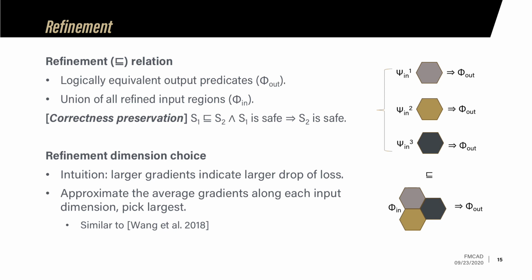To do that, recall that our correctness loss function is intentionally defined using differentiable operations. That actually gives us accessible gradient information in extra. Our refinement dimension choice is exactly based on this gradient information from the exact same correctness loss used in the joint training pipeline as shown before. The intuition is that larger gradients usually indicate a larger drop of the correctness loss. Specifically, we approximate the average gradients along every input dimension, and then we just pick the largest one to refine.